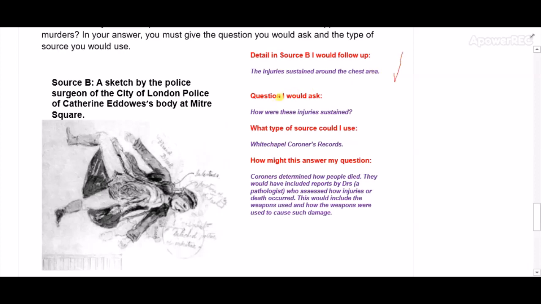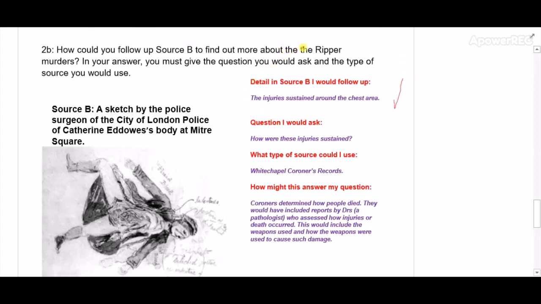Now, you simply then have to ask a question which is going to help us learn more about the Ripper murders. So my question is, well, how were these injuries sustained? You could have come in with different questions, but as long as this question is going to help you to learn more about the Ripper murders and it relates to the part of the source that you're following up. So therefore, I simply said, how are these injuries sustained? There's a question. But this is where you've got to do the thinking. How are you as a historian going to be able to find out about how these injuries were sustained? You have to find a historical source which will answer this above question.